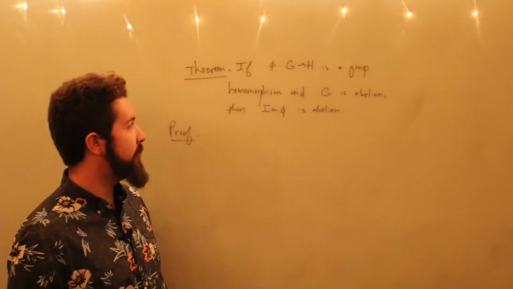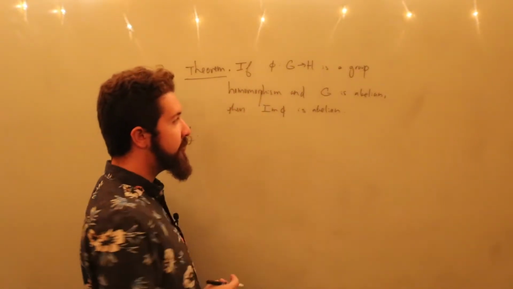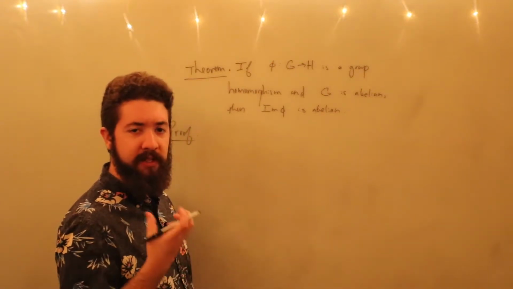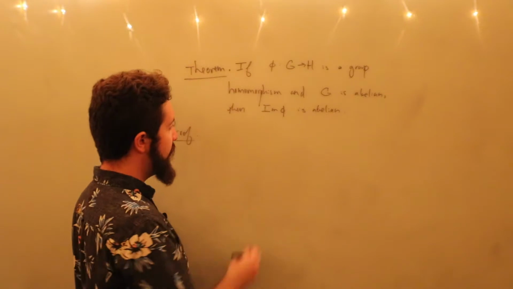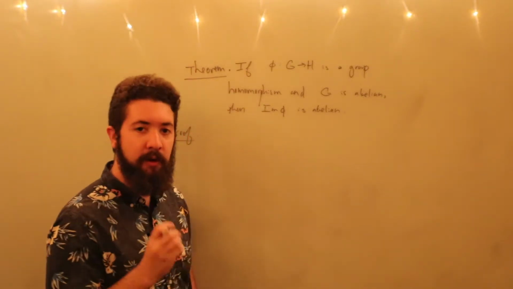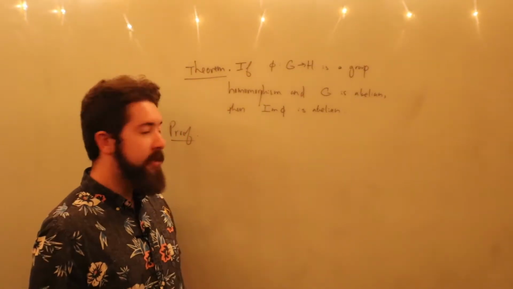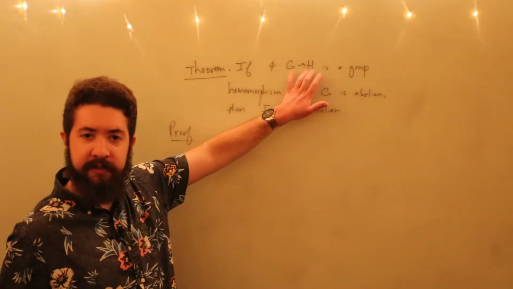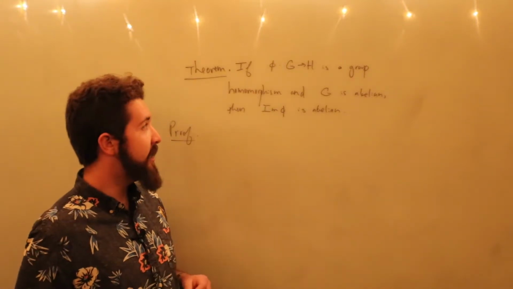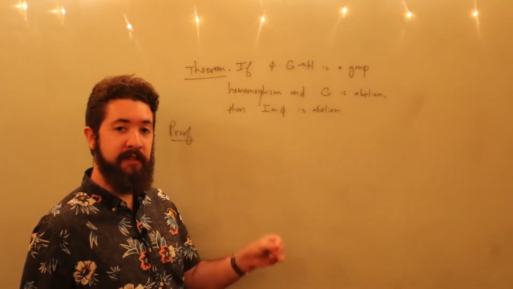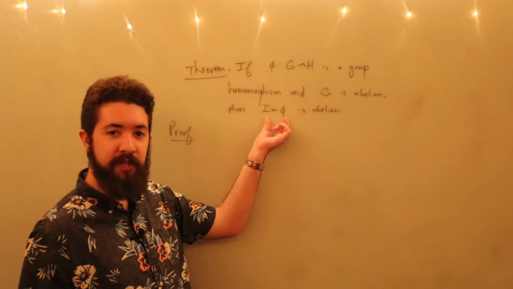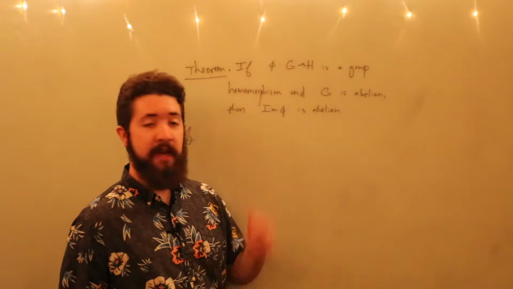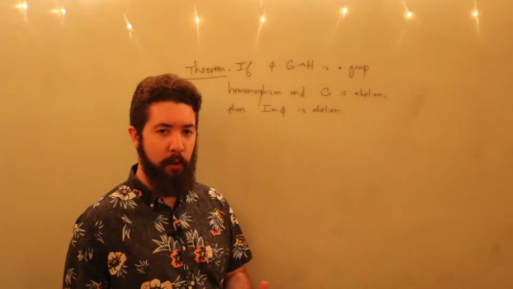Alright, so the second theorem I want to talk about is that if phi is a group homomorphism between G and H, and if G is an abelian group, right, that means the commutative property is satisfied, then the image under that map is also an abelian group. Now, let me first note what this is not saying. It's not saying that H is an abelian group. All it's saying is that H contains an abelian subgroup, the image of G under phi. It may also turn out to be true that H is an abelian group, but it's not required.